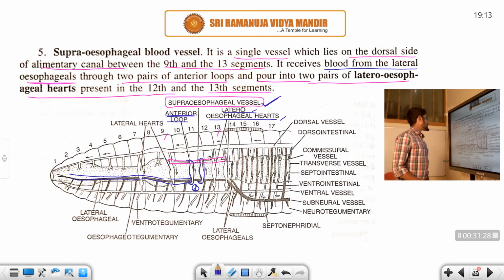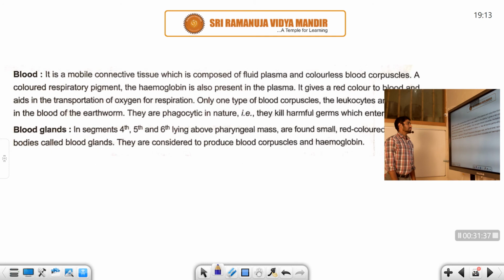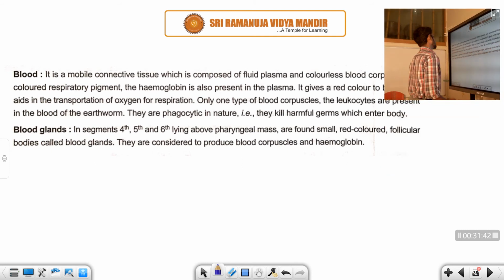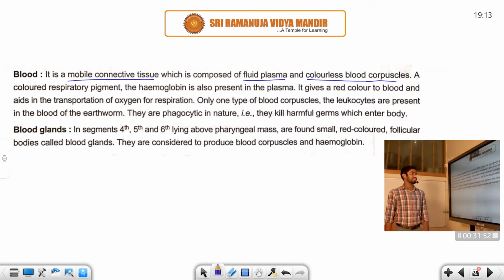The next part is that we'll discuss the blood. You can see, students, it is a mobile connective tissue composed of fluid plasma, and colorless blood corpuscles are present. We already discussed the blood earlier. And here a colored respiratory pigment in the earthworm, called hemoglobin, is present in the plasma.